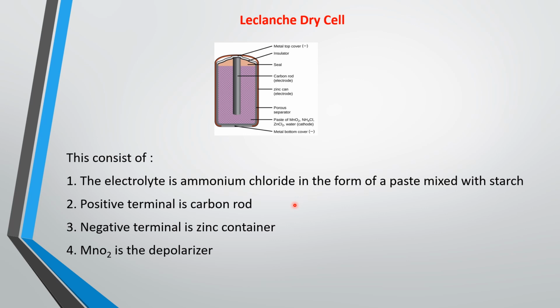So we should take note that this cell has the dry type and then the wet type. The function is just the same, there is no difference, just that in this particular cell the electrolyte is a paste that is mixed with starch. It's not liquid, it's not a solution, it is a paste mixed with starch. All right, so I need you to take note of that.